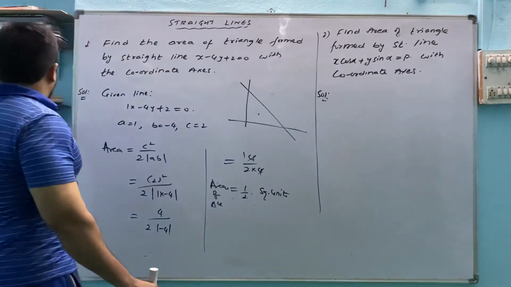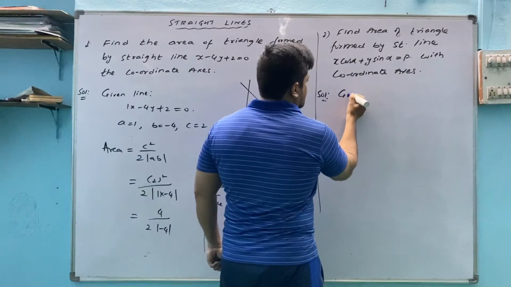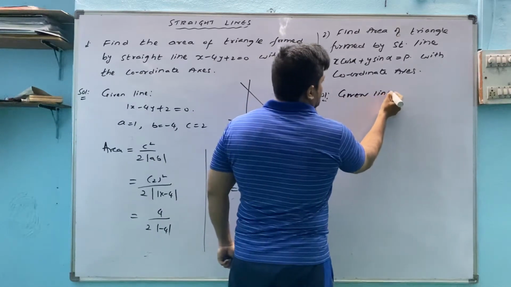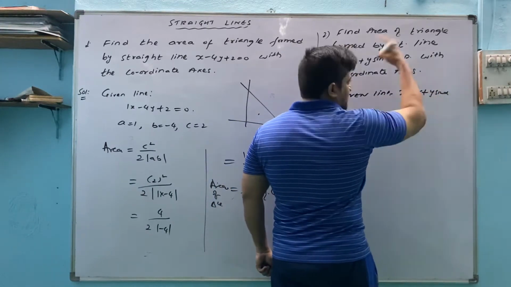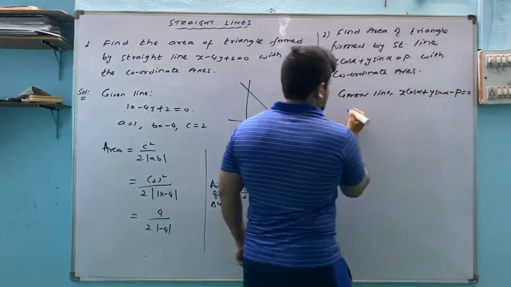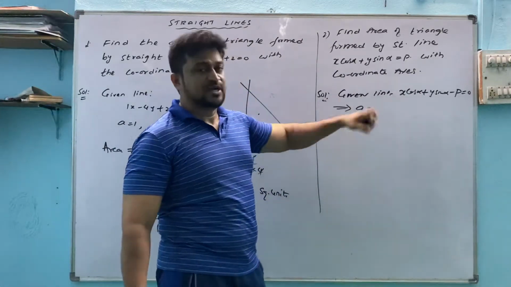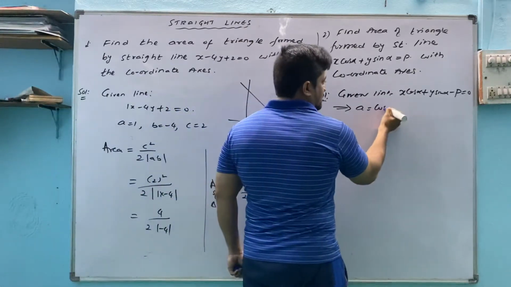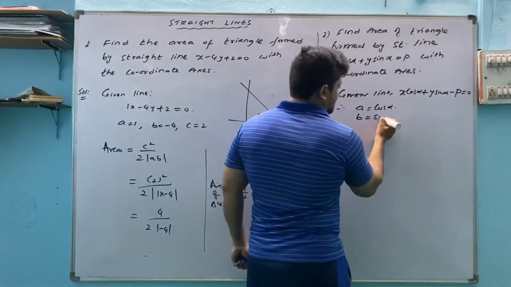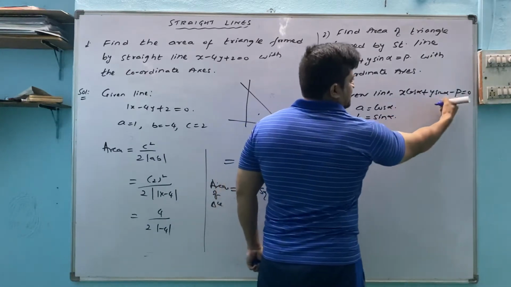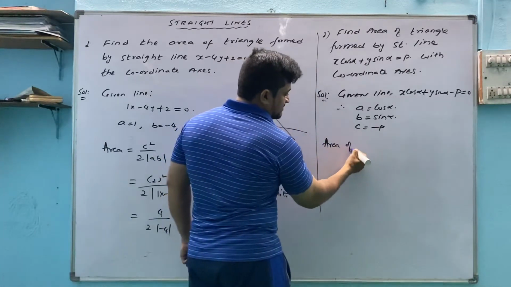We need to find the area of the triangle formed by the straight line. What will we do? First we write the given line: x cos alpha plus y sin alpha, p comes to the left side, minus p equals 0. This implies a is the coefficient of x, whatever multiple of x, that is a. Whatever multiple of y, that is b, and the remaining thing is c, minus p, along with sign. Then we have to write the area of the triangle.